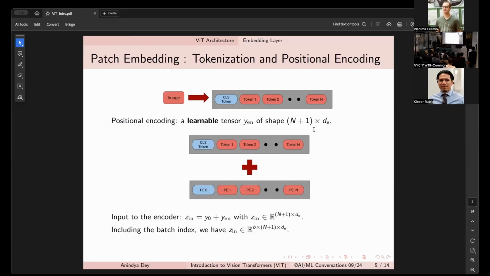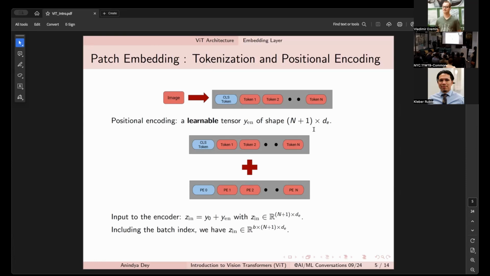So the net shape of the final tensor is still the same. It's n+1 times dE. And so these are also learnable tokens in the sense that as you subject them to attention, they will also learn about the features of the image, and in particular, the sequence. You can also hard code it, but we're not going to do that. It wasn't done in the original paper.